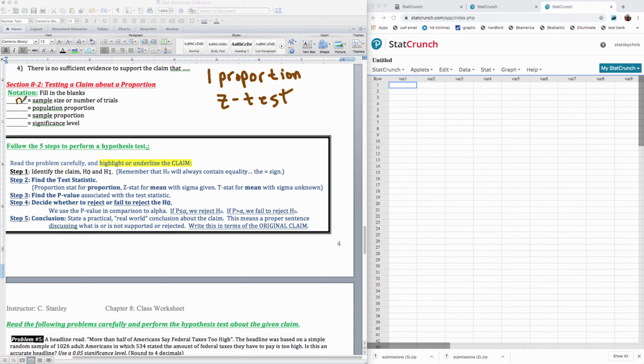Sample size is always n. The population proportion is p. The sample proportion is p with a little caret over it, and the significance level is alpha. Like I said in the last lesson, this is 5 steps, so now we're going to run through the whole test.